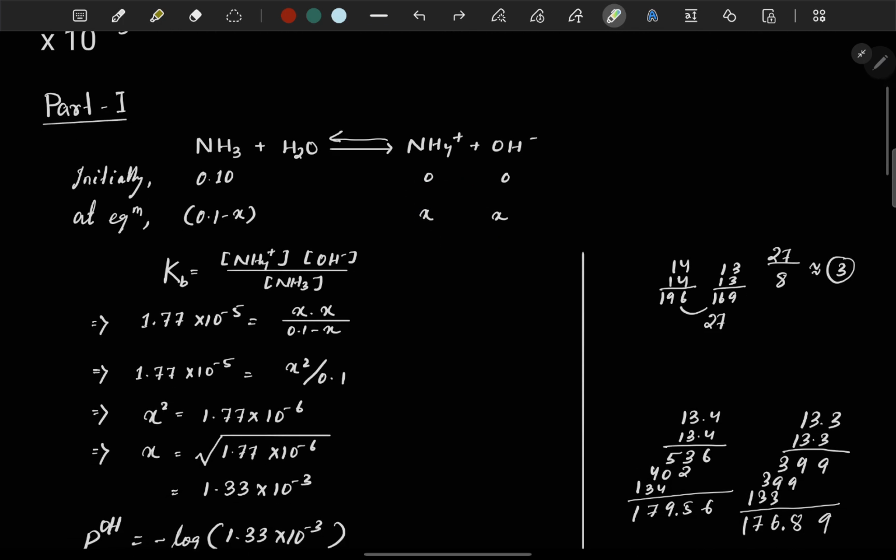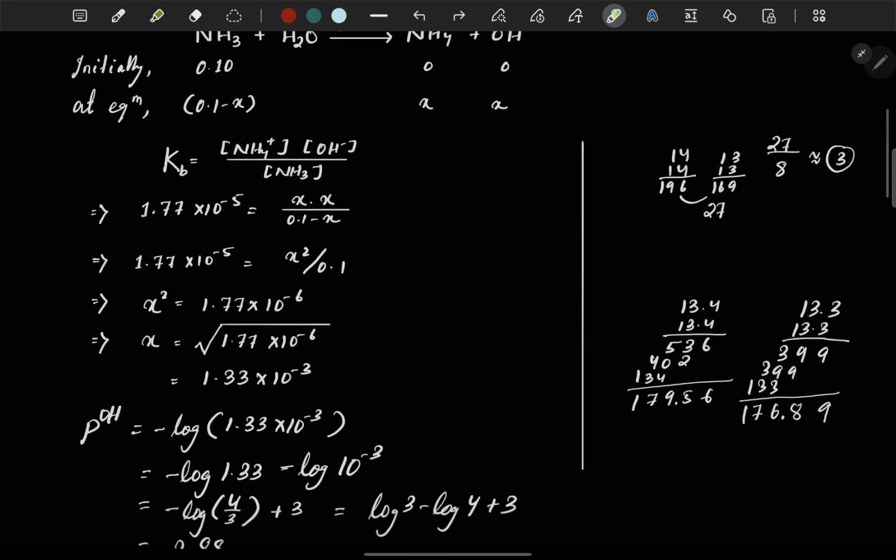So putting the values in the expression, Kb is equal to, we all know, the product of the molar concentration of the products divided by the molar concentration of the reactant. So putting the values from the given expression, 1.77 × 10^-5 is equal to X squared divided by 0.1 minus X.